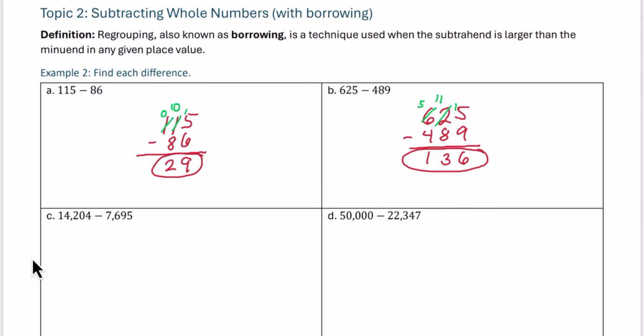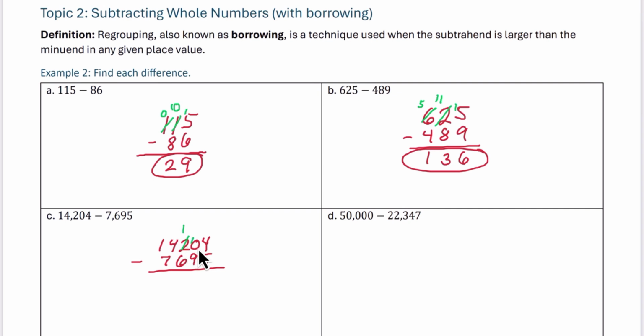In example C, again, we'll start by writing down the numbers and align them flush on the right. And in the ones column, 4 minus 5, we can't do that. So we need to borrow from the next column over. But the next column has a 0, so we can't borrow from it yet. We'll have to move over to the next column. We'll borrow from the 2. The 2 is now a 1. We can now put a 1 beside the 0, making this 10.